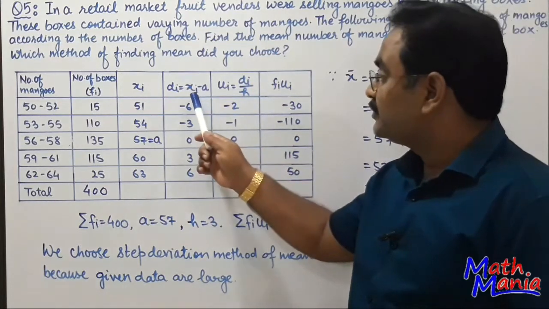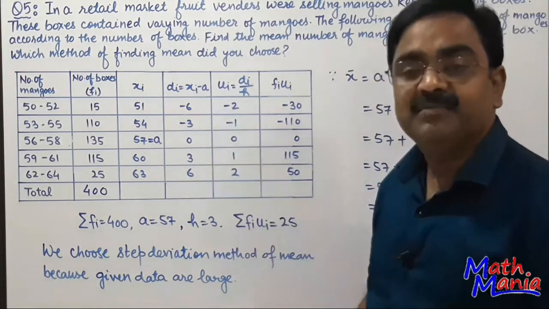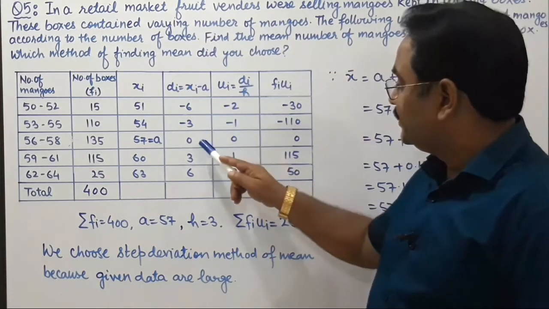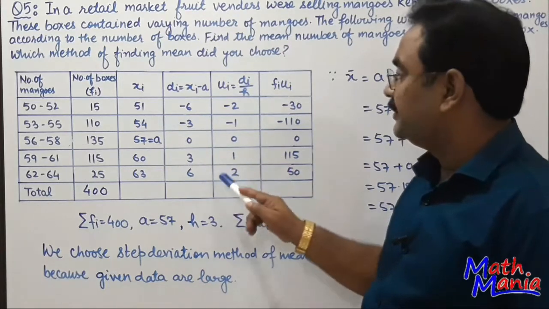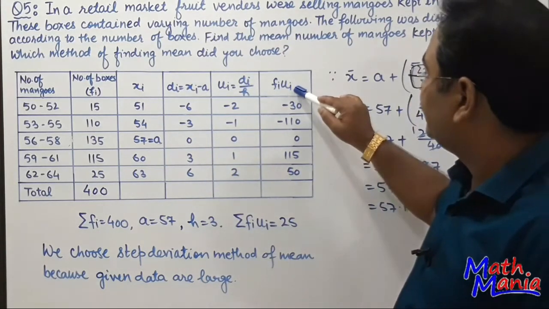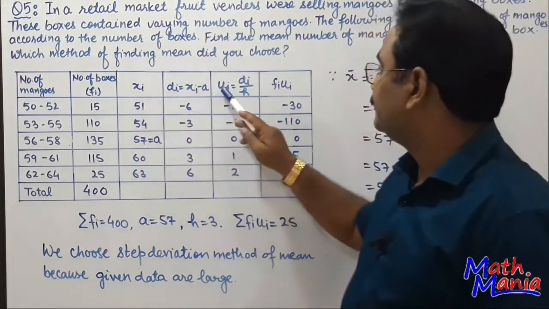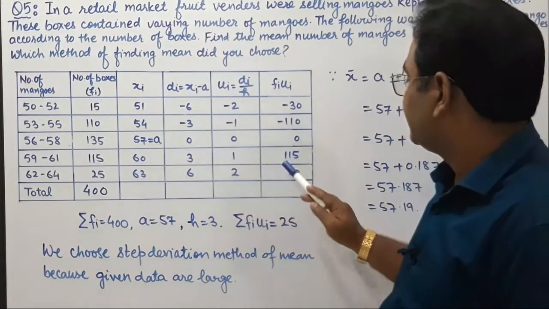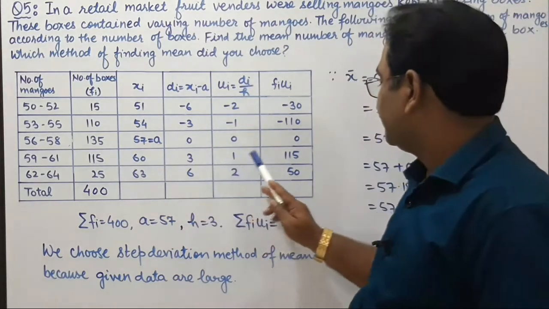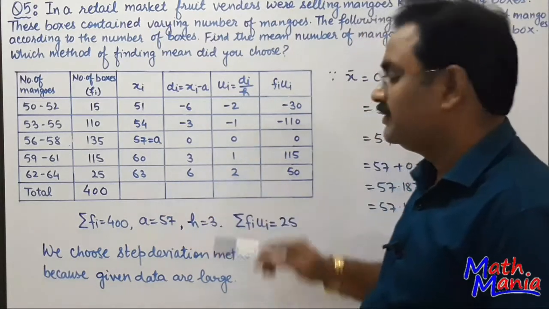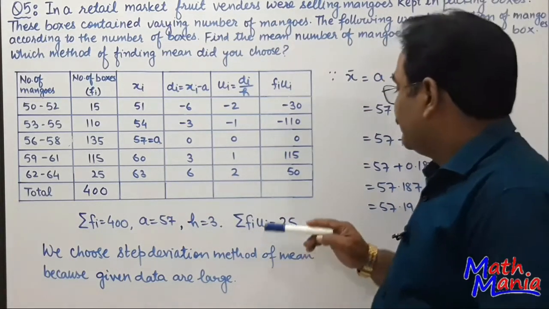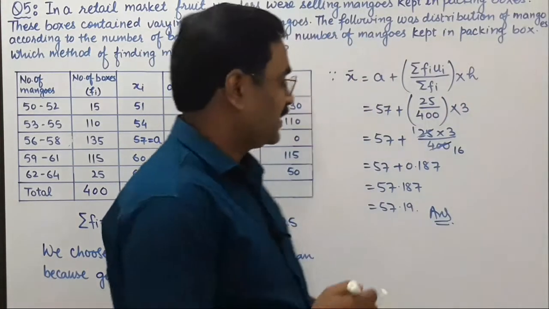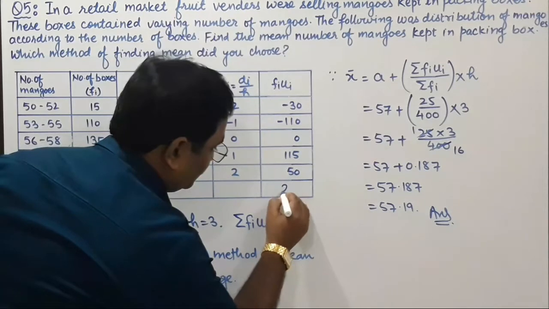Because all these numbers are divisible by 3. So 3 2s are 6 minus 2, 3 1s are 3 minus 1, 0, 3 1s are 3 and 3 2s are 6. Now we have to find out the value of Fi into Ui. 15 2s are 30, 110 1s are 110, 0, 115 1s are 115 and 25 2s are 50. So after getting the sum of these numbers, it is plus 25.